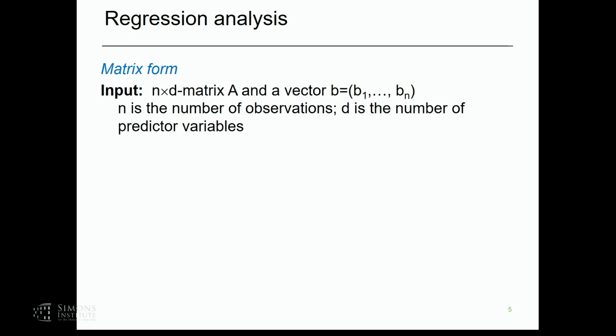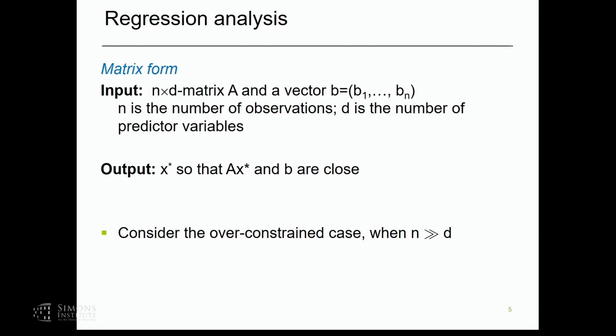So we can think of being given an n by d matrix A. The rows correspond to examples or observations, and d is the number of unknowns. We're also given this n by 1 vector b of observations. And the regression problem just asks to find this d-dimensional vector x star so that A times x star, which is an n by 1 vector since A is n by d, and b are close under some notion of closeness. We're going to consider the over-constrained case when there are many more examples than unknowns. N is much larger than d, so A is a tall, thin matrix.